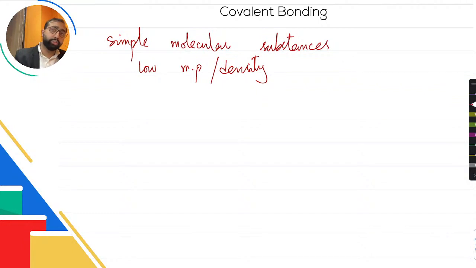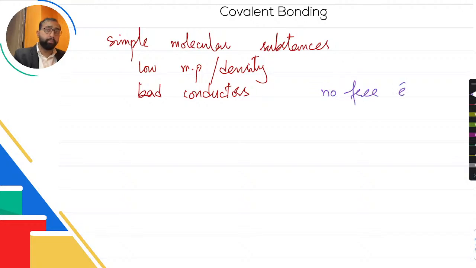When it comes to conduction, they don't have any free electrons. So they're bad conductors. As pure substances, they're bad conductors. All right, so they don't have free electrons. So no free electrons is the reason that they don't conduct. And low melting point because they have weak intermolecular force of attraction. And that's it. That is the property that we need to remember.